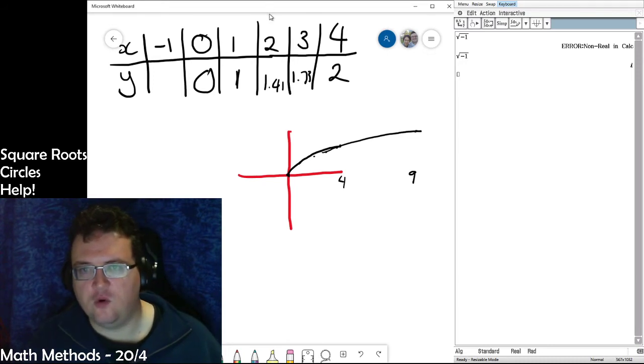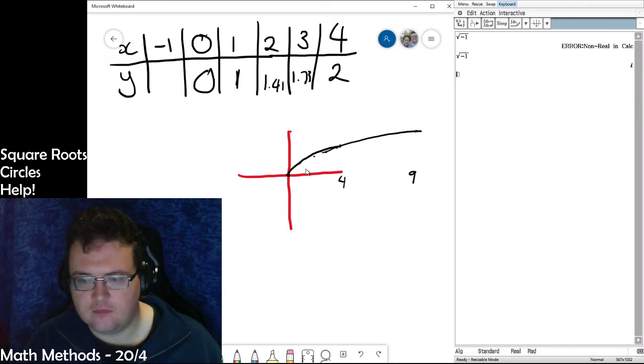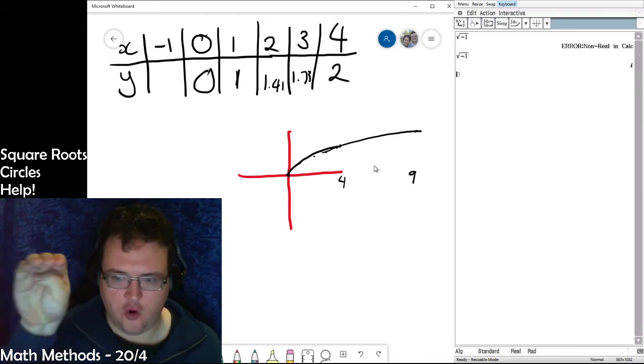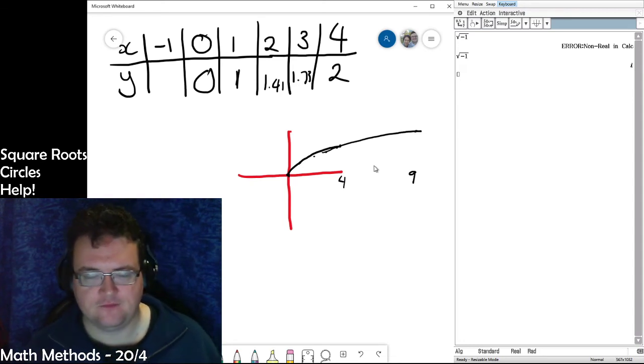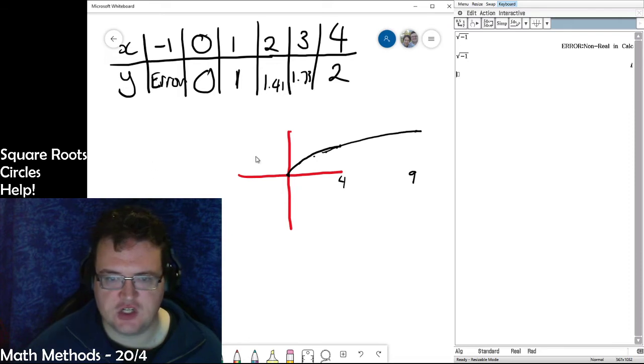Alright, the graph will go on forever. It's not linear, but it does sort of plateau, but it does keep going infinitely. Alright? And again, because we have an error, this graph does not exist beyond 0, 0. Alright, so this graph has what is called an endpoint.